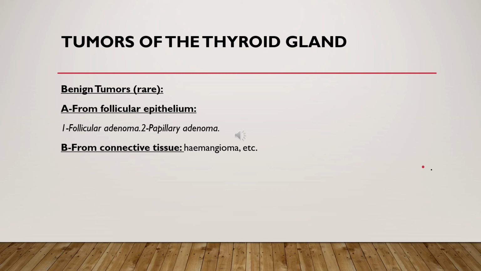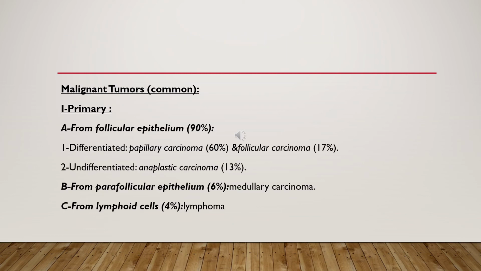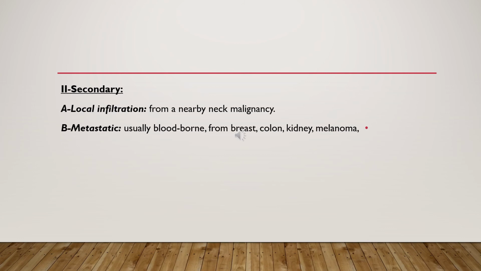Tumors of the thyroid gland are either benign tumors from follicular epithelium or from connective tissue. Malignant tumors are more common. Primary ones from follicular epithelium, 90% of the cases, are differentiated papillary carcinoma and undifferentiated anaplastic carcinoma. From parafollicular epithelium, 6% of the cases are medullary carcinoma, and from the lymphoid cells, 4% of the cases are lymphoma. Secondaries are either by local infiltration or metastatic lesions.